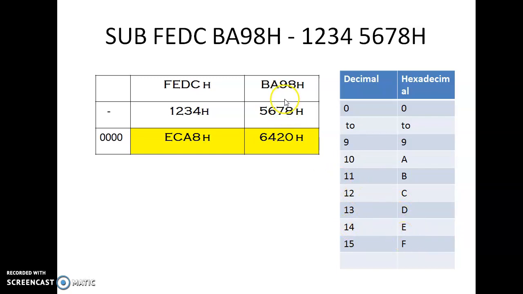Now we will perform the subtraction. It is just like normal subtraction. So 8 minus 8 is 0. 9 minus 7 is 2. Now what is A minus 6? The value of A is 10. 10 minus 6 is 4. Now B minus 5. What is B here? B is 11. 11 minus 5 is 6.